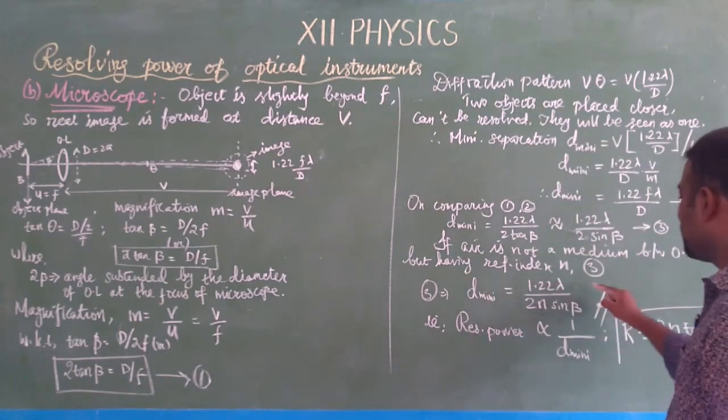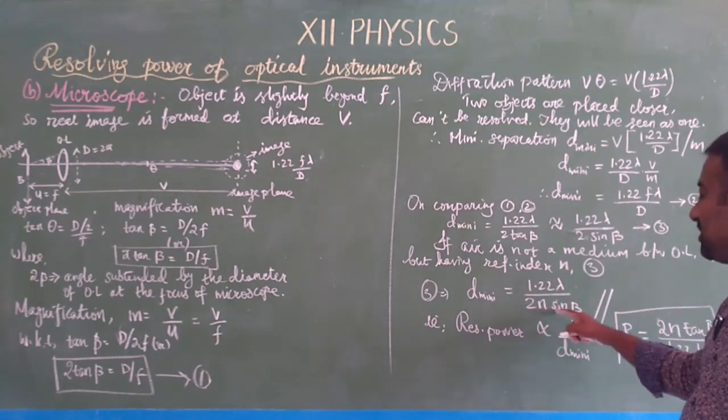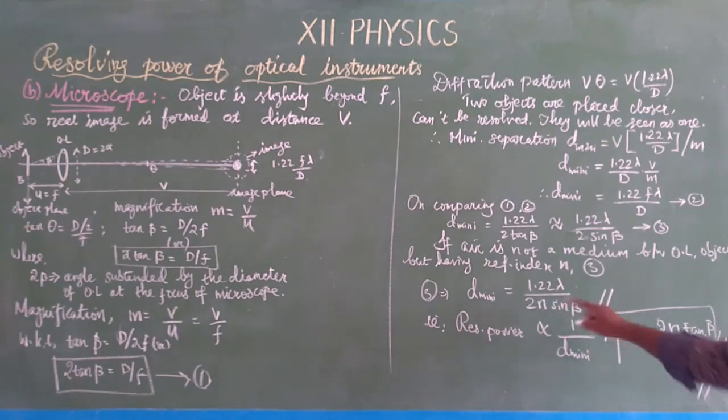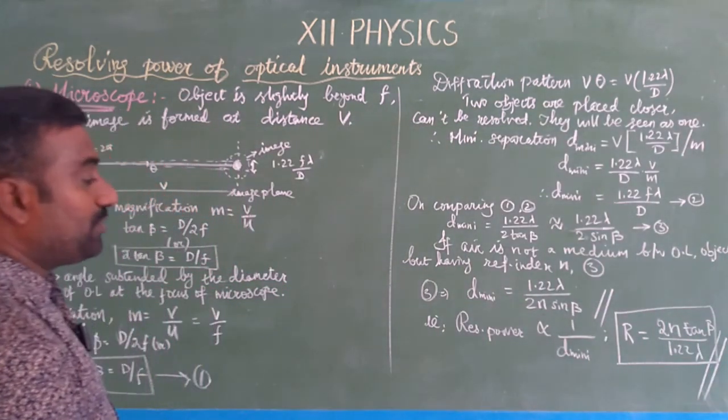So 1 by 1.22 lambda into 1 by 2n and 1 by sin beta. The 1 by 2n goes to the top. So the resolving power of the microscope is 2 into the refractive index with sin beta, where beta is the angle from the object to the objective lens, divided by 1.22 into the wavelength.